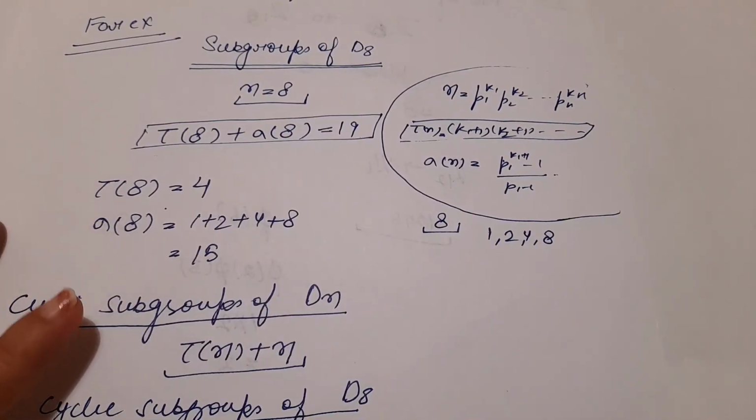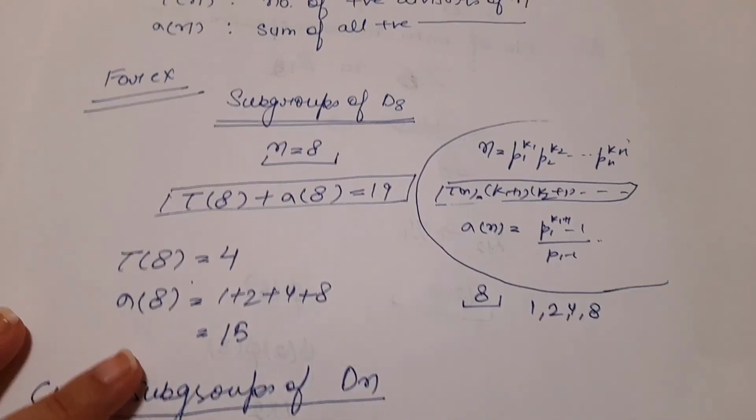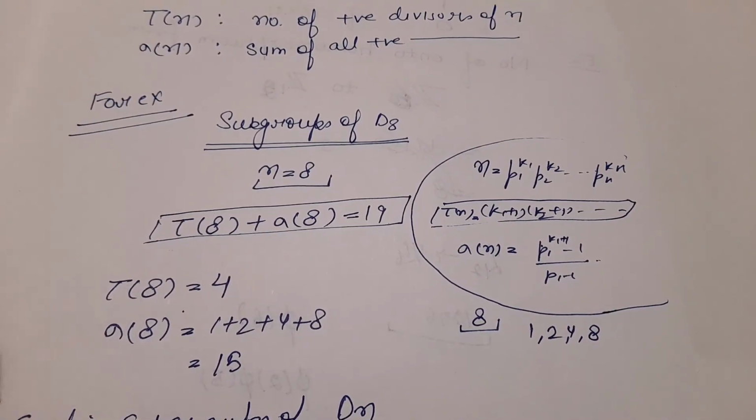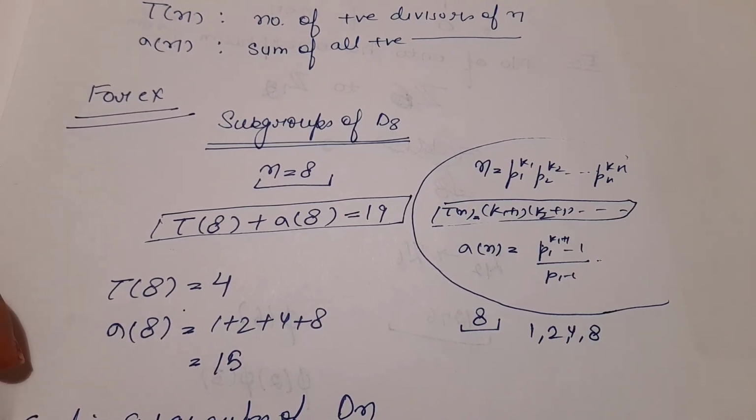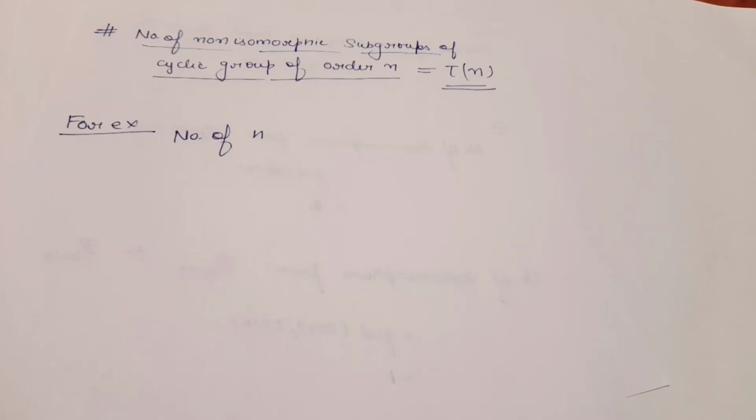and please tell me in the comment section whether you were able to do it or not. If you have any doubt, you can ask me in the comment section, and then we will come to the next short trick. This is the short trick for the number of non-isomorphic subgroups of a cyclic group of order n.